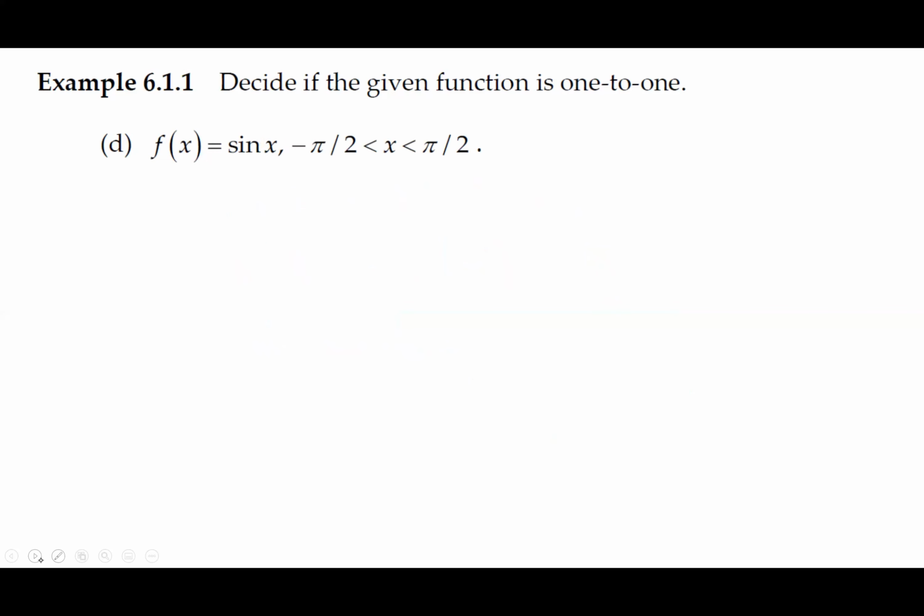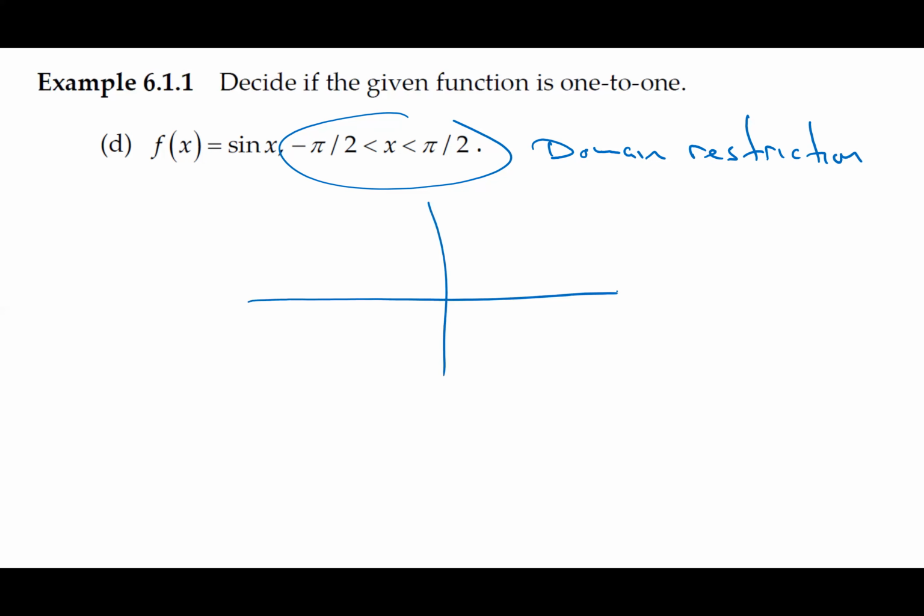What about this? Notice what's happened now. Now I have a domain restriction, which means instead of looking at the entire graph of sine, I'm only looking from negative pi halves to pi halves. Oh, so in this case, f is 1 to 1. There is not a single pair of inputs that give the same output. So f is 1 to 1.